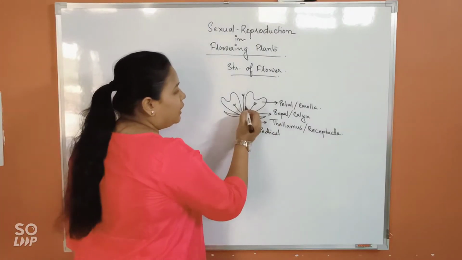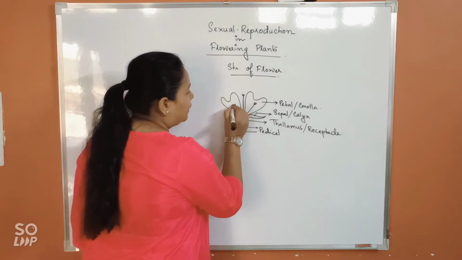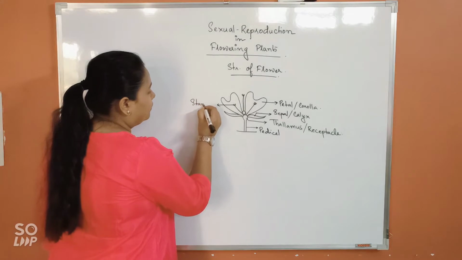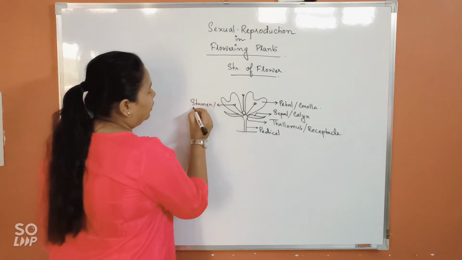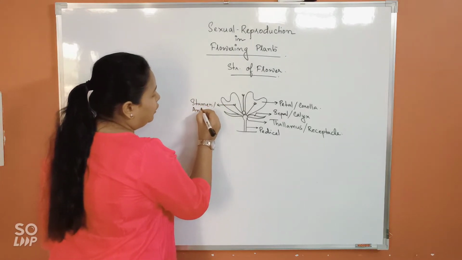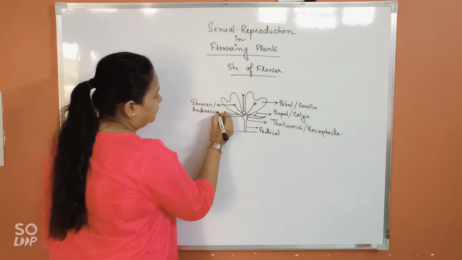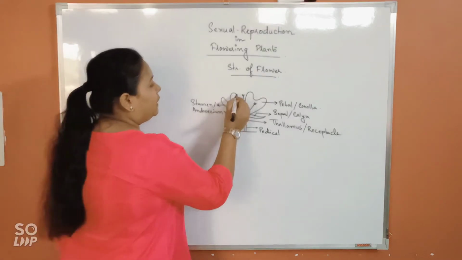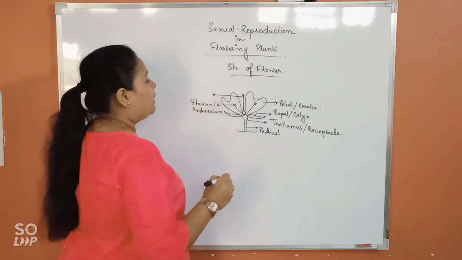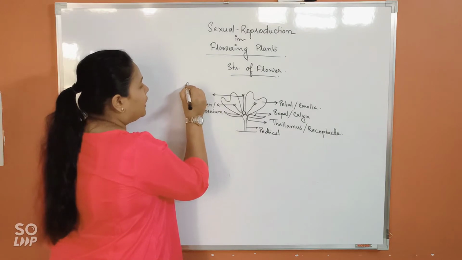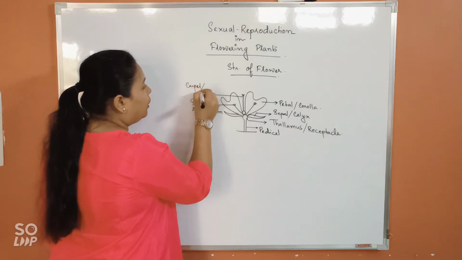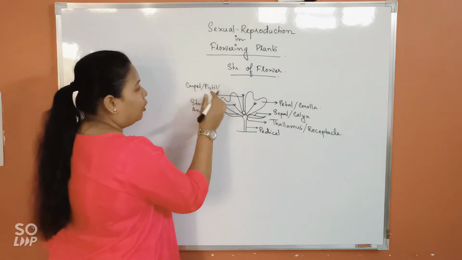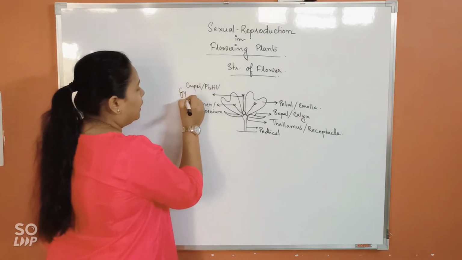Now, internal to the petal will remain the stamen. As a whole, we call it androecium. And exactly at the center, protected by all, remains the carpel or pistil, which as a whole is called gynoecium.